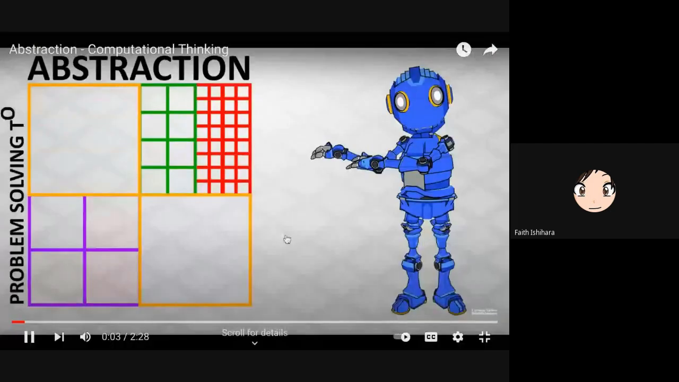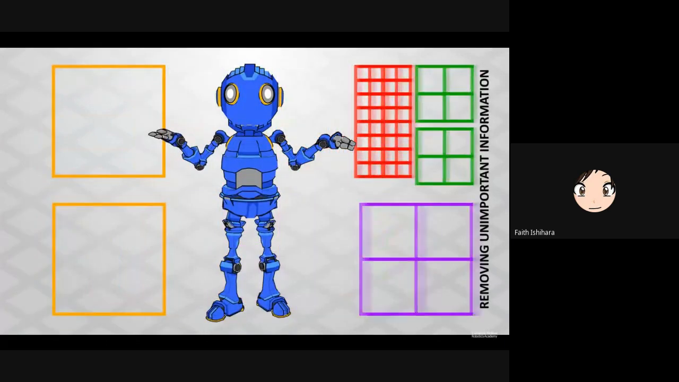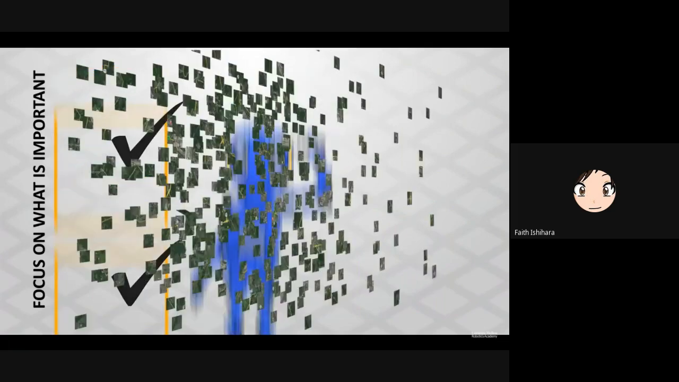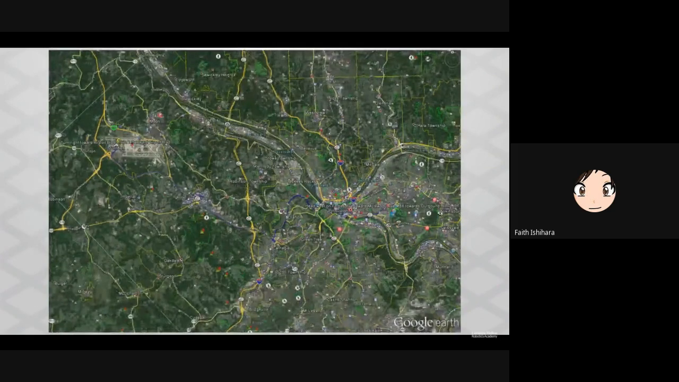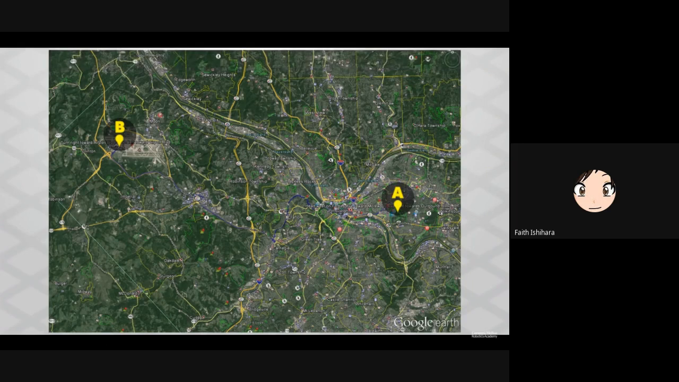Abstraction is a problem-solving tool that helps you to simplify a situation by removing unimportant information and focusing on what is truly important in a given situation. Suppose you want to find the best bus route between 2 points in a city. There is a lot of information to sort through. However, not all of it is important for this task. For instance, the location of tourist attractions is not important for plotting a route. So when building your abstraction, you might choose to ignore that information.